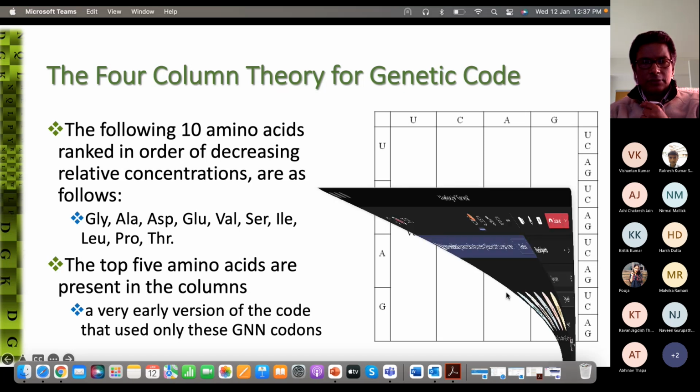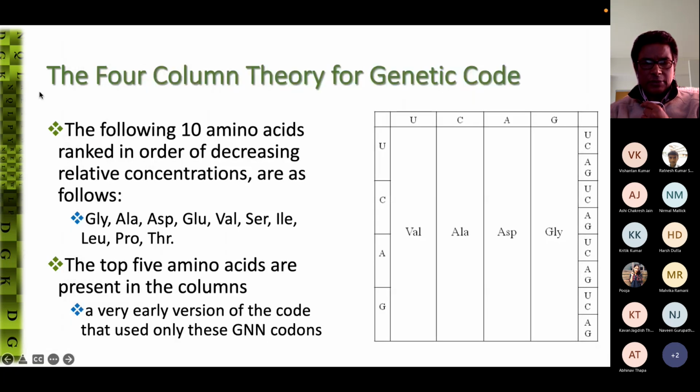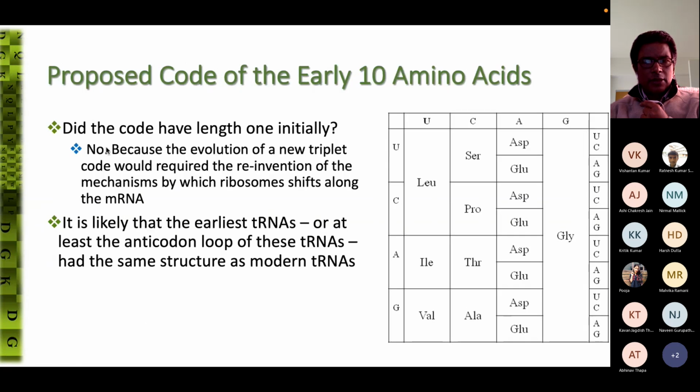All right. There's a whole paper on this, and I can share that paper with you later on. Anyway, this is how it later got rearranged so that you could essentially have the early 10 amino acids accommodated in this whole structure. So you see the valine.